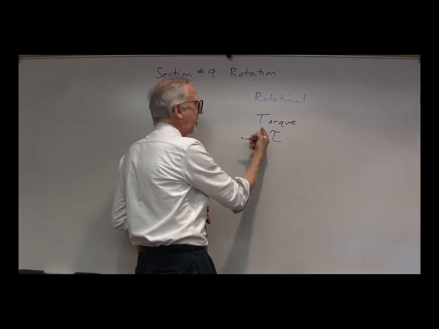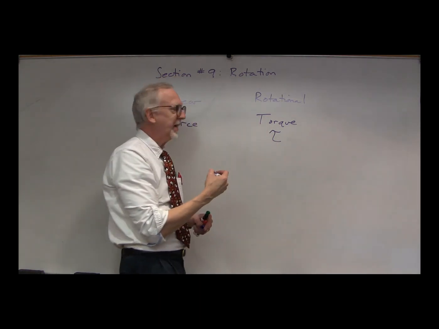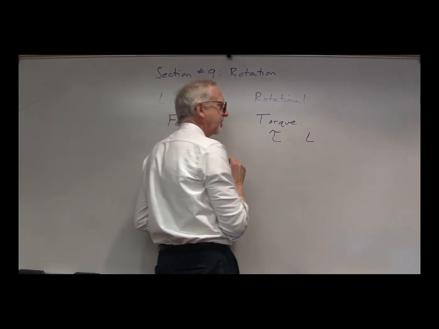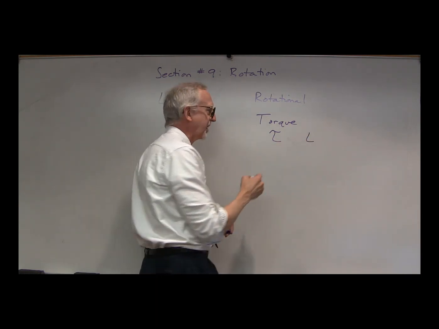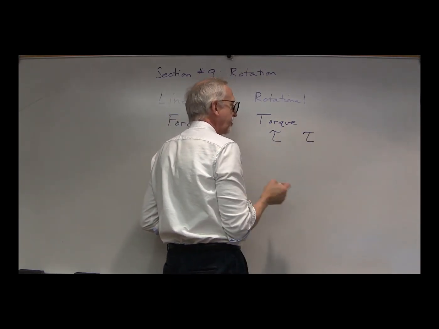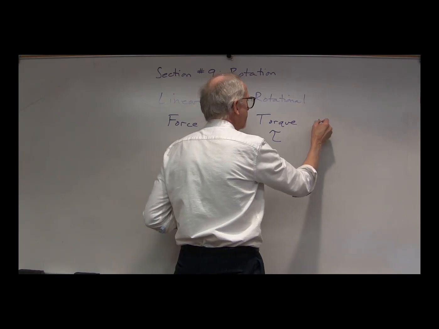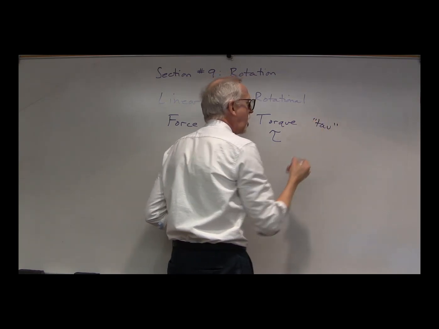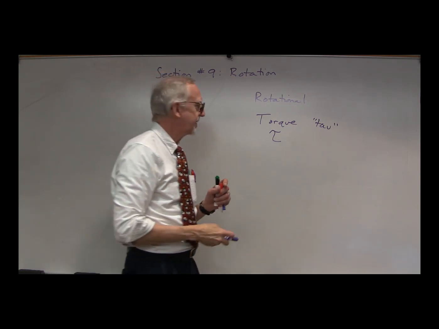So capital tau looks like a T, but a lowercase tau is a little bit different than a lowercase t. It looks like that, and then kind of a curvy hat on the top. So that's tau. Some people pronounce it taw. I grew up calling it tau, so that's how I'll pronounce it, tau.